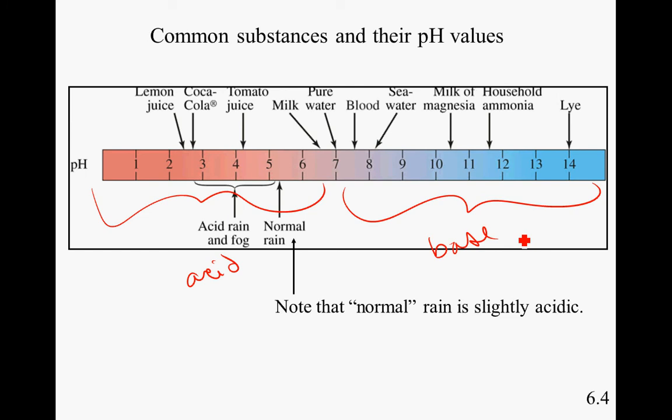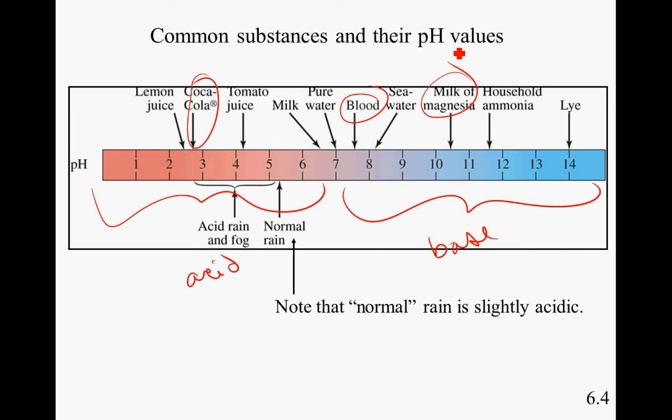Here are the pH values of some common substances. For instance, blood here is actually slightly basic at 7.4, whereas cola is extremely acidic with 2.5. Milk of magnesia, which is used to calm an upset stomach, has a pH of 10.5, which means it's basic. This would make sense because it is made to neutralize your stomach acid.